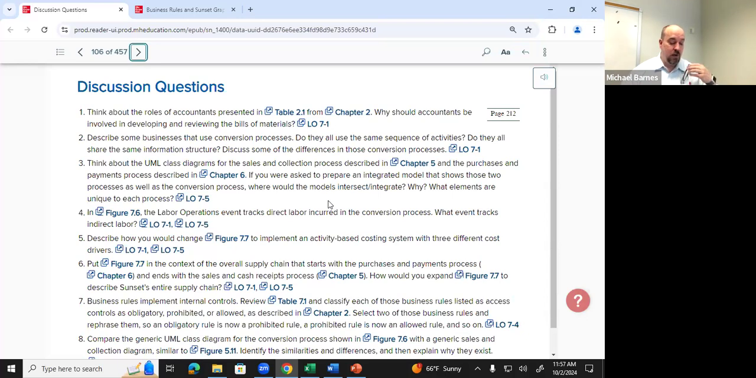All right, so moving on to the final question. Final question based on this says, describe how you would change figure 7.7 to implement an activity-based costing system with 3 different. Oh, right, that's not right. Okay, that's 6. Whoops. Okay. Let's take figure 7.7 in the context of the overall supply chain. Start with purchase and payment process, and end with the sales and cash receipt process. How would you expand to describe Sunset's entire supply chain? So the way that I want to approach this is basically a creation of a UML diagram, a full integrated UML diagram, which, like I said, you do not need to create one for the exam.